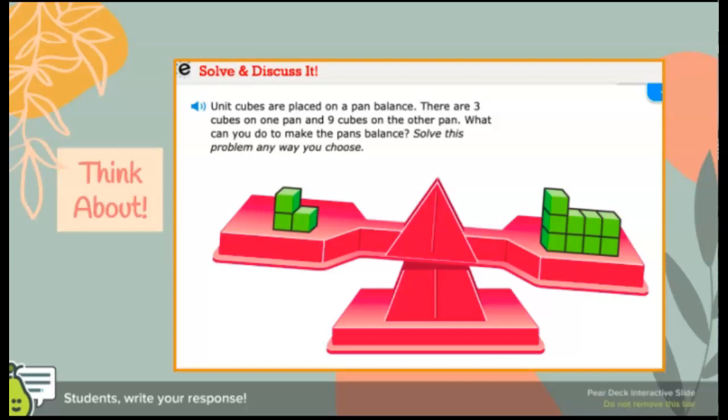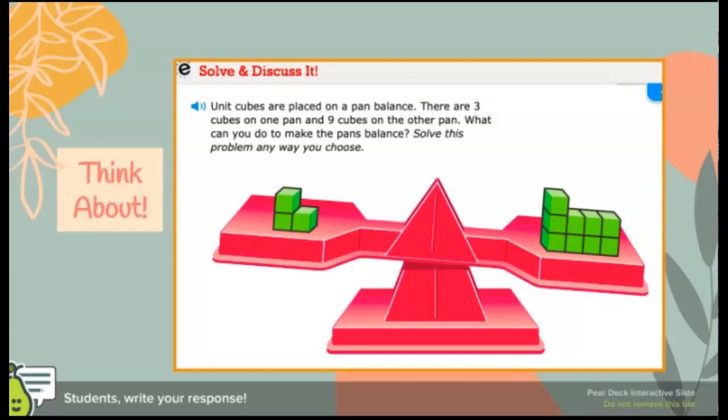I can make the pans balance by removing all the unit cubes and replacing them by putting 6 unit cubes in each pan. For example, there are 12 unit cubes in total because 3 plus 9 equals 12. Then I would place 6 unit cubes in each pan because 12 divided by 2 equals 6. Very nice. Thank you. Alana, how would you do this?